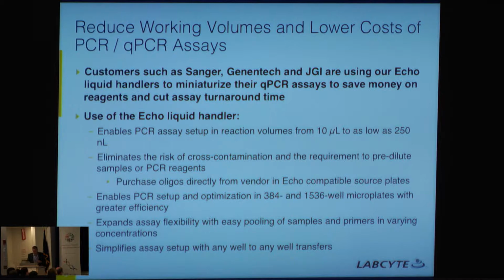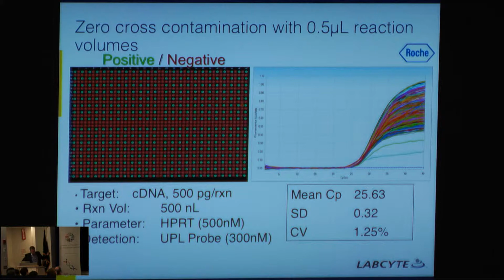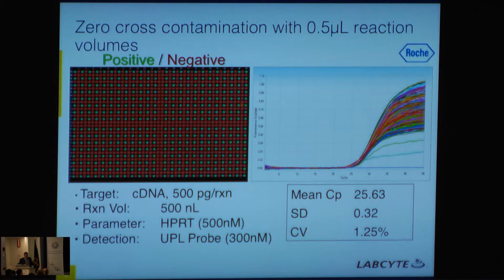This heat map from a 1536 well LightCycler highlights the abilities of the Echo to target wells without touching them and without any cross-contamination. So what we've done here is fill the entire plate with master mix and primers, so we're ready to go, but then we've only dispensed the DNA to the wells highlighted in green, so you see no cross-contamination in the wells highlighted in red. Moreover, we are able to dispense 500 nanoliter qPCR reactions with sub 2% CVs on the Cqs.